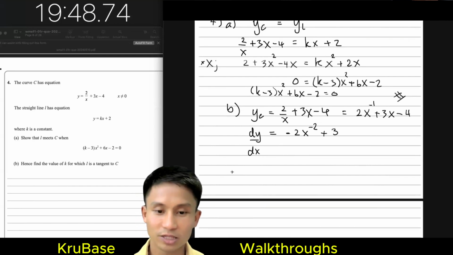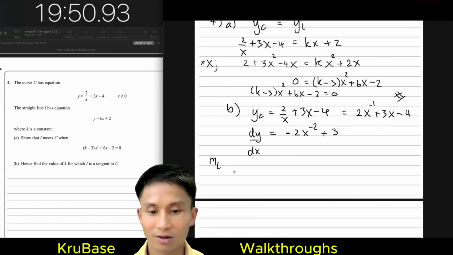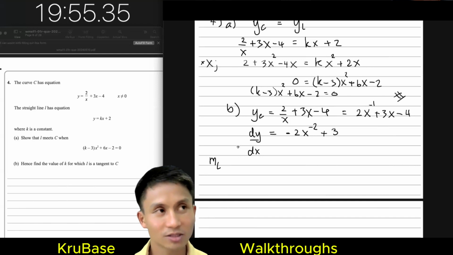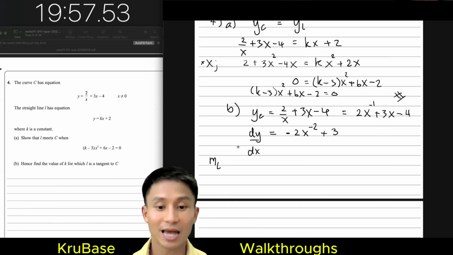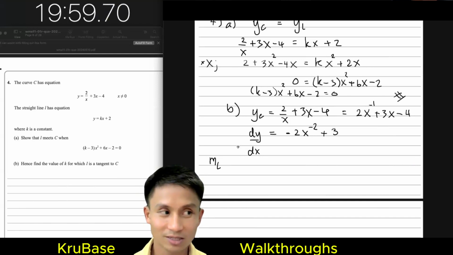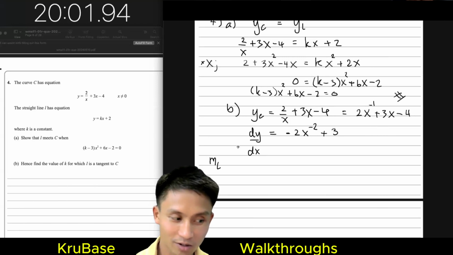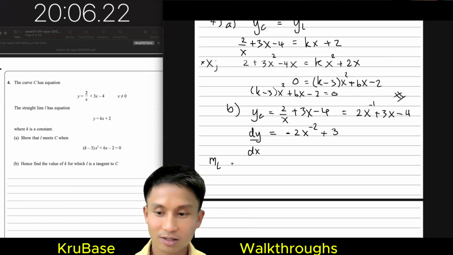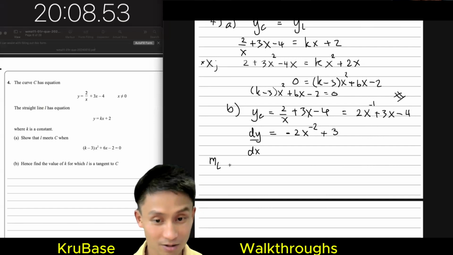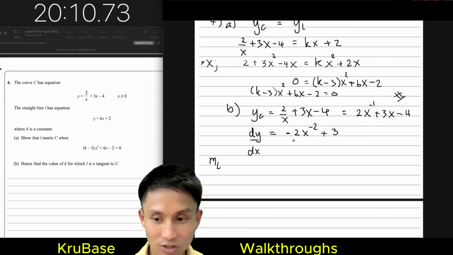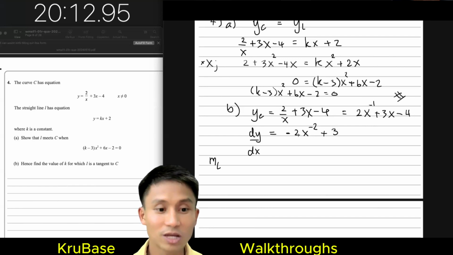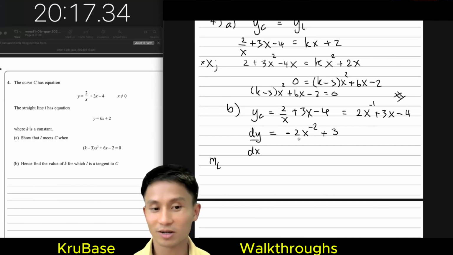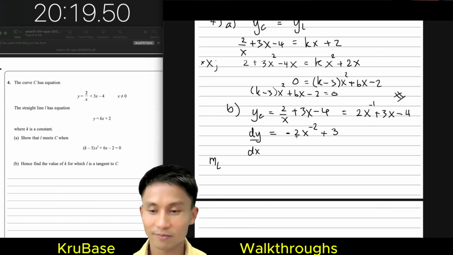L is the tangent to C. So M of the line L, right? When L is the tangent to C, it means that the gradient of the tangent L is going to be the same as the gradient at the point where we are finding here. So it's like we are equating the gradient of this L to the derivative function so that we know the point on the curve with the same gradient M of L here.